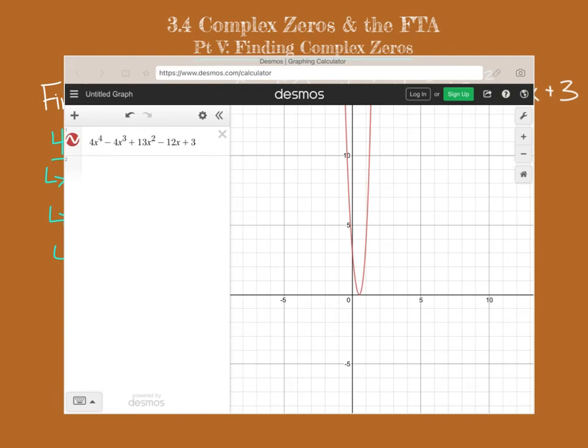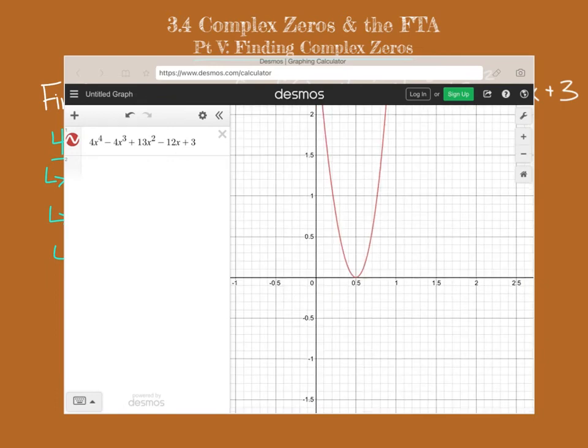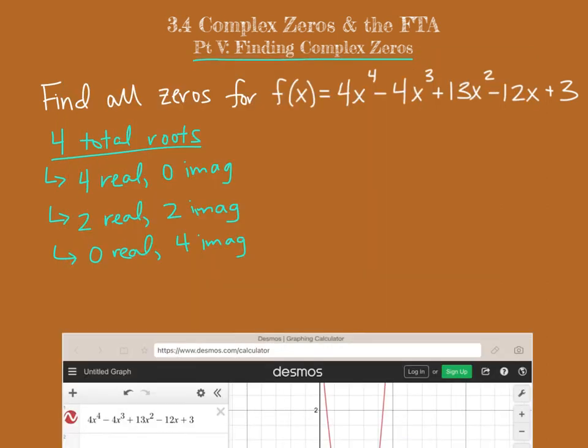When we take a look at this function, it really just looks like a quadratic. It looks like a parabola, which is essentially what degree 4 polynomials are. They're skinnier parabolas, but we see that we only hit the x-axis once. However, take a look at the multiplicity of this 0 here. We can clearly see that it is a multiplicity of 2, meaning that we do have 2 real roots. The other 2 must be imaginary. This root occurs twice.